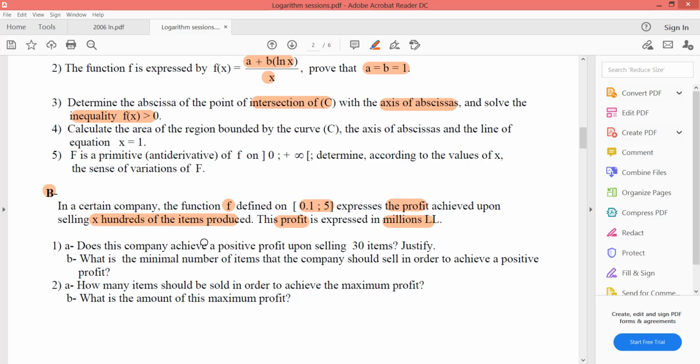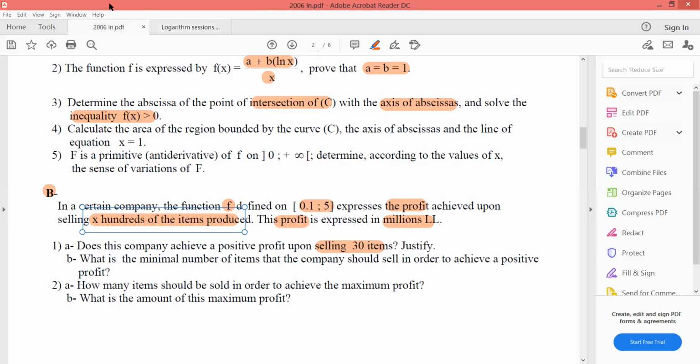Does the company achieve a positive profit upon selling 30 items? How to know if the company achieves a profit by selling 30 items? P of x... not P of 3, not correct. X is in what unit? What is the unit of x here? Hundreds. So we put 0.3 instead of x.